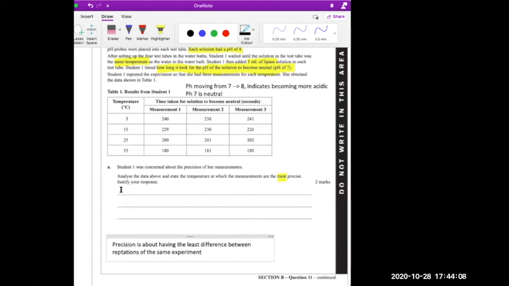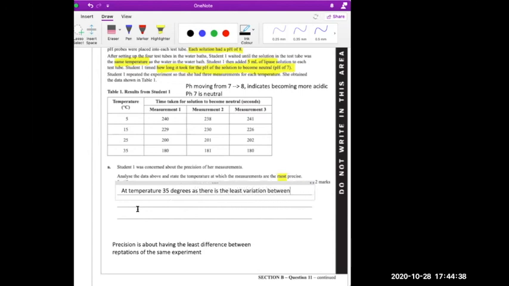So then analyze the data above and state the temperature where the measurements are most precise. So if you're looking through here, you're seeing 240, 238, 241. There's a bit of variation. Same thing with the next one, same thing with the next one. But here, 180 is actually repeated. And then this one is, I guess, a bit off, but not as much as the rest of them. So I would say at temperature 35 degrees, as there is the least variation between the measurements or the repeated measurements.